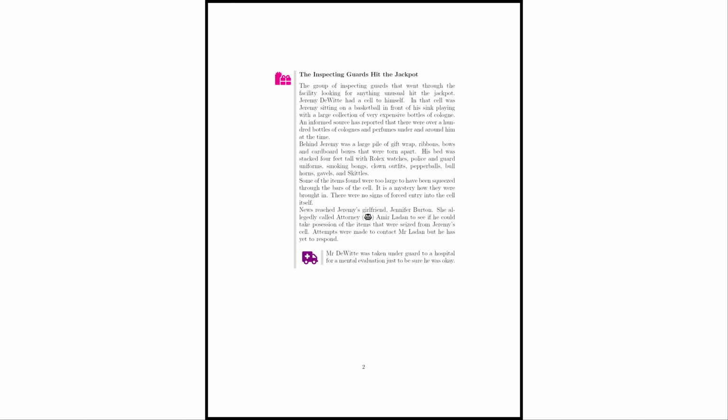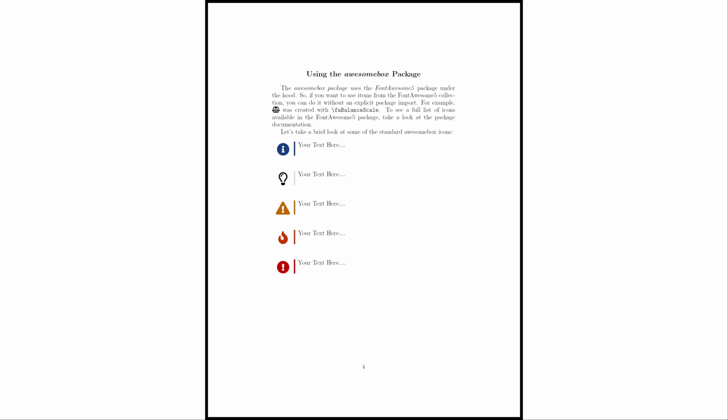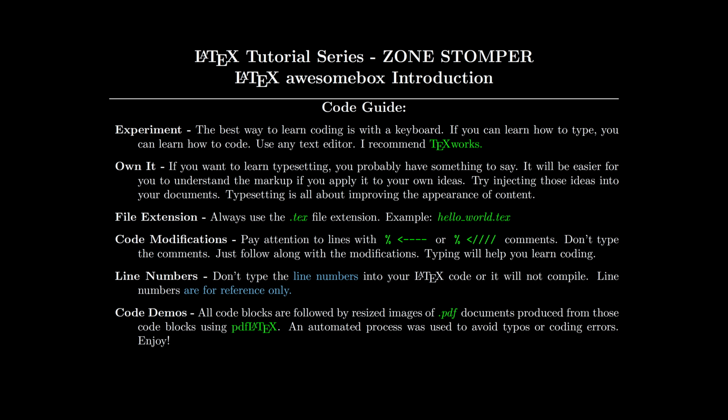Jeremy Charles Cologne DeWitte, colluding with MrBeast. And go down here, you see some more icons, some gift icons, and you can change the colors on these. You see the law balance icon in the paragraph near the bottom, and at the bottom you see a purple ambulance. So you've got the claw icon for MrBeast, the blue bacon icon there, and let's look at the code guide.